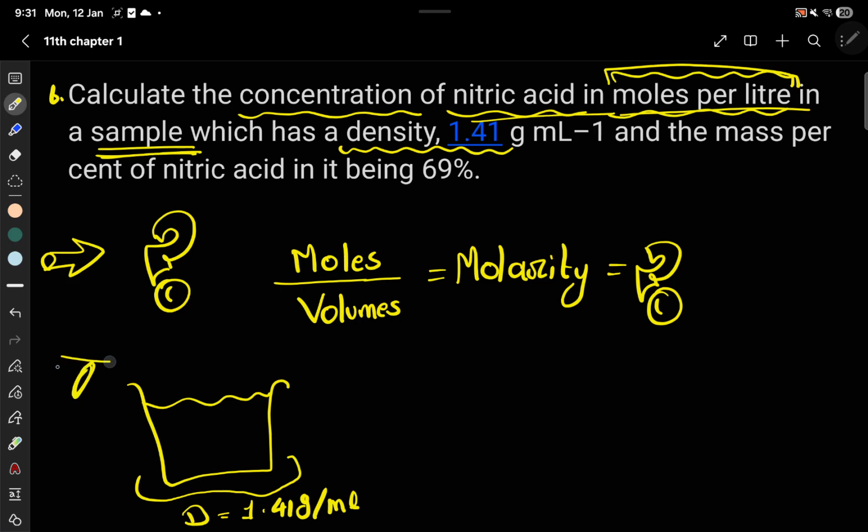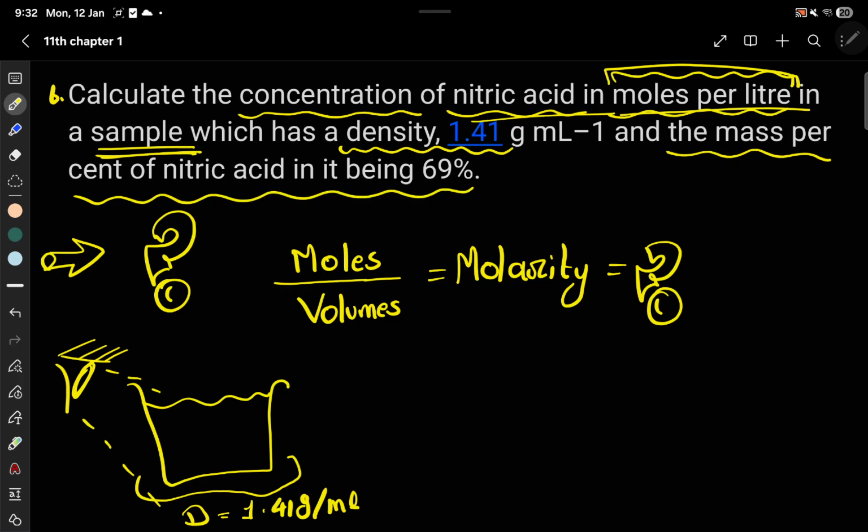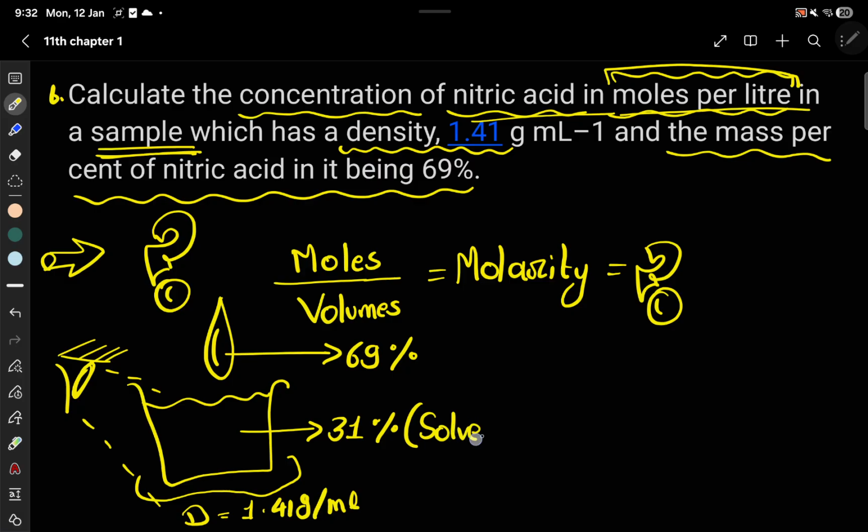Just remember this thing, they haven't given you the density of nitric acid, they have given you the density of the whole sample. Okay, after that they are telling you that the mass percentage of nitric acid is 69 percent. It means that just imagine when the sample was prepared, the amount of nitric acid was 69 percent and the remaining was the amount of solvent over here, which was definitely water, the universal solvent. So here is the amount of solvent and here is the amount of solute.